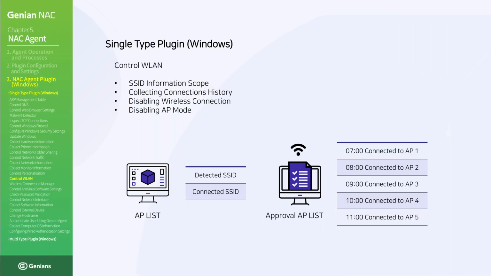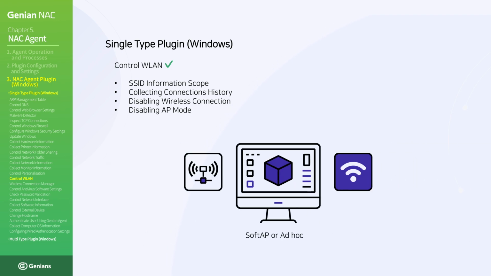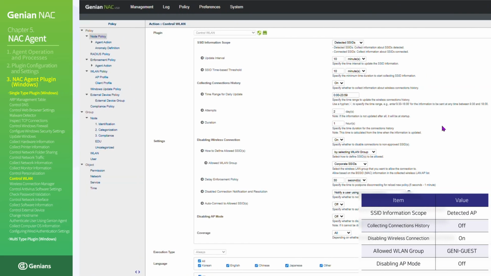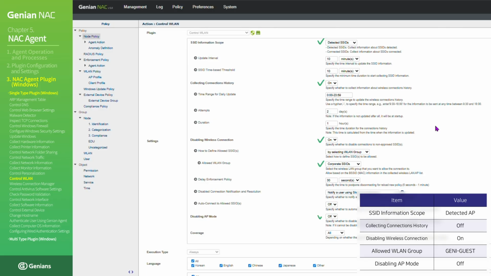The Control WLAN plugin performs the following functions: SSID information scope, disabling wireless connection, and disabling AP mode. It collects information about APs detected or previously connected to by the user's device and allows restricting AP connections based on a whitelist. It can block wireless AP modes such as soft AP or ad hoc on the wireless LAN interface. To collect AP information and control connections using the Control WLAN node action, the following configurations are required.